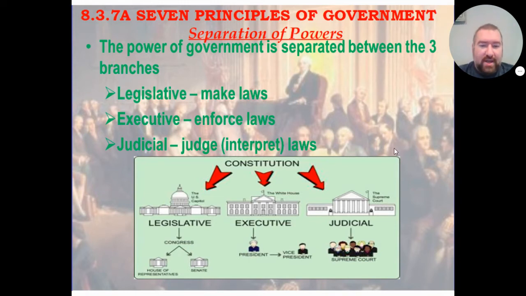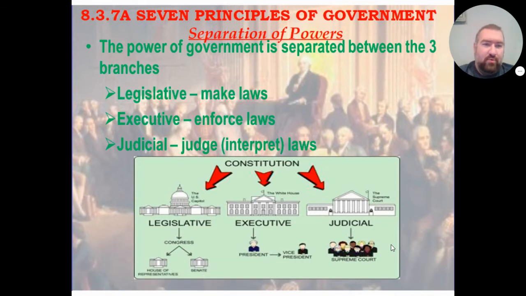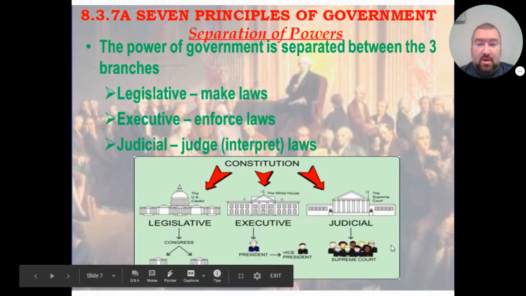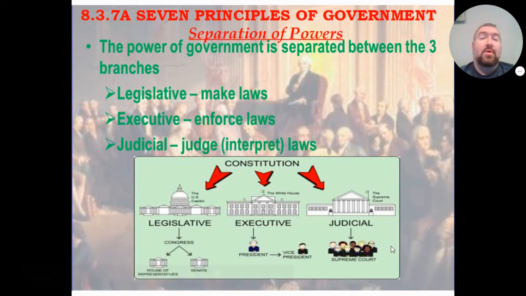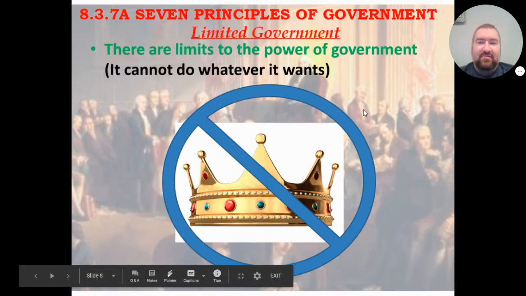The judicial branch, this is going to be the Supreme Court. They're in charge of interpreting the laws or judging the laws. So just remember, you drop the show, you've got Judy. Who's the most famous Judy we know? Judge Judy. So the judicial branch is in charge of interpreting the laws. We'll talk about that some more when we get to lesson 837B.